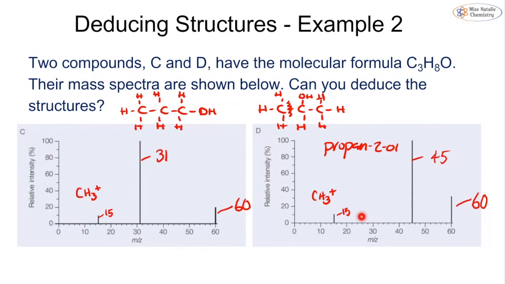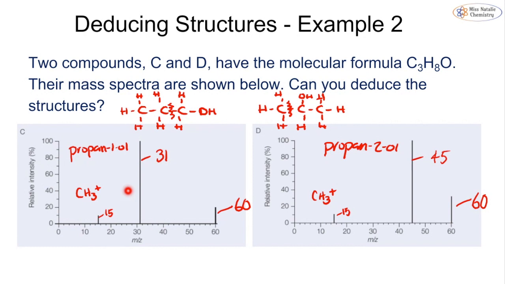Well, we look at this peak at 31, and this peak at 31 is caused when we take our fragment here between these 2 carbons, and we're left with 1 carbon, 1 oxygen, and 3 hydrogens, and that gives us a peak at 31. So that tells us that C must be propan-1-ol.